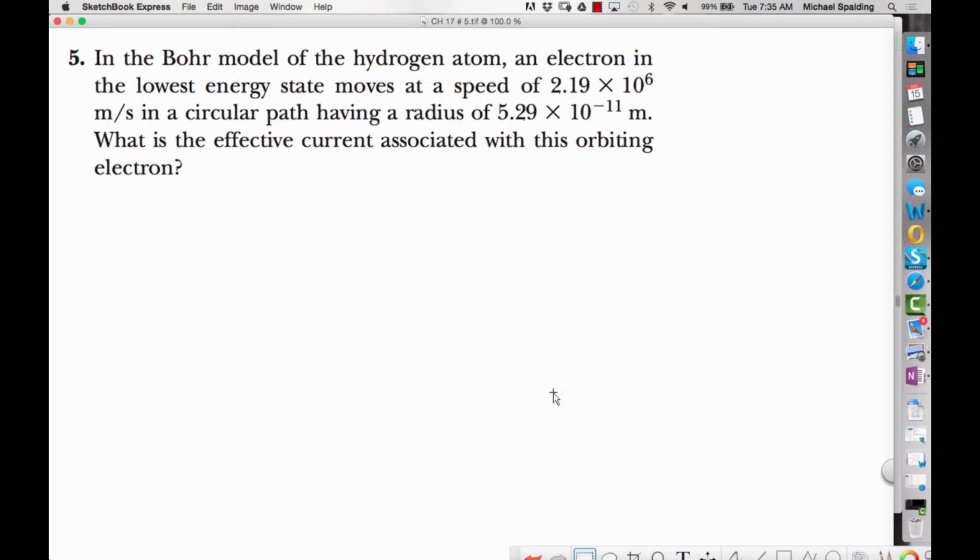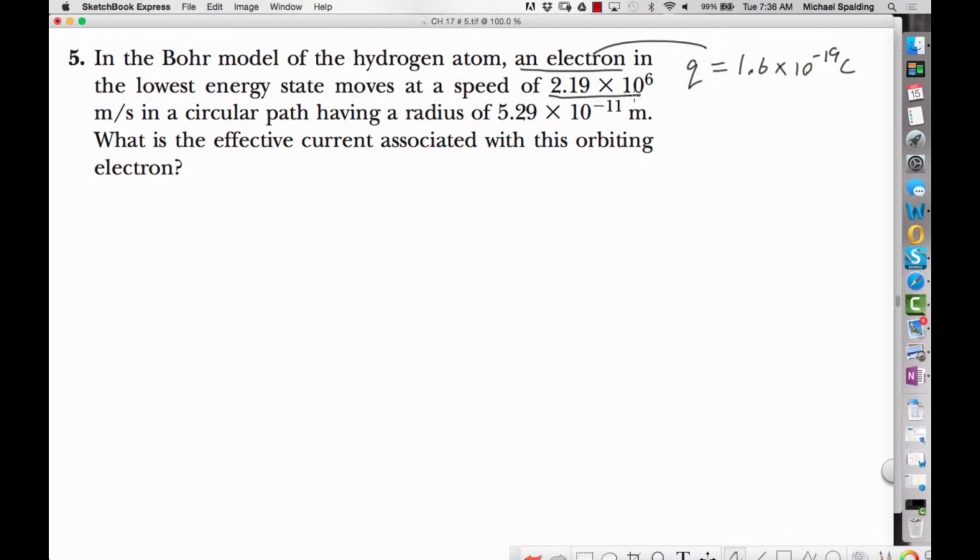Okay, so this is number 5 in chapter 17. We have an electron orbiting the nucleus. And notice it says an electron, which refers to one electron. So we know the charge of an electron is 1.6 times 10 to the negative 19 coulombs. And it's in the lowest energy state at a speed.